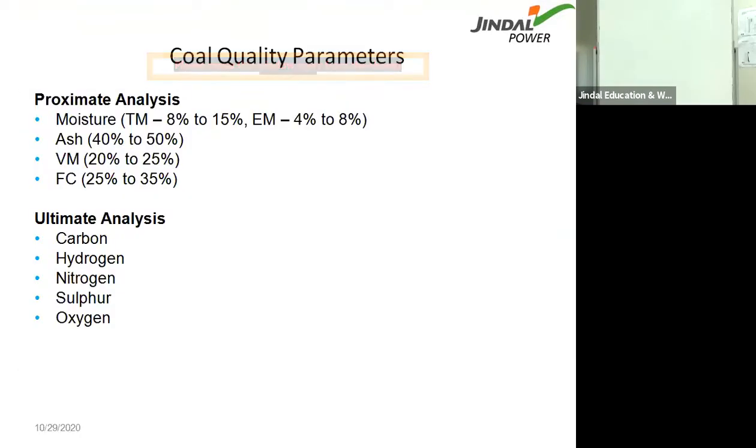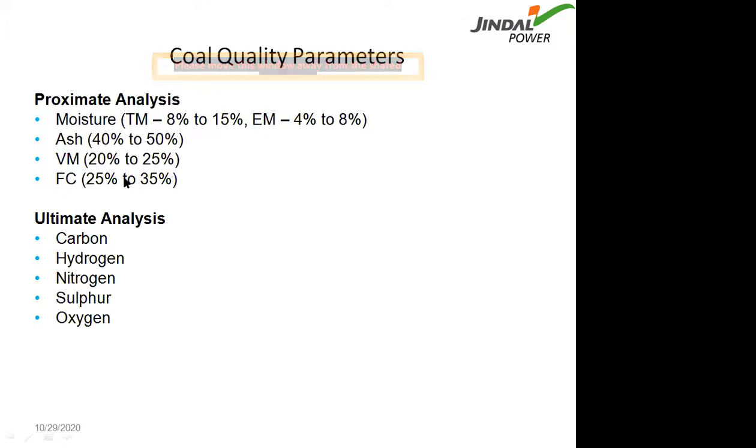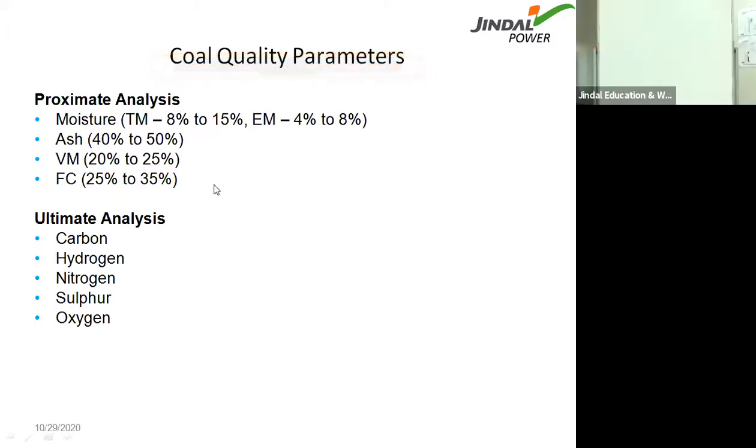These are the coal quality parameters we usually use. These are the main coal quality parameters we determine for the commercial transaction process. Moisture: basically we get around 8% to 15% as total moisture. Equilibrated moisture is 4% to 8%. Ash content is in the 40 to 50% range, VM 20 to 25%. Fixed carbon, termed FC, is 25 to 35%. These are the main proximate analysis parameters of coal that we determine at JPL.